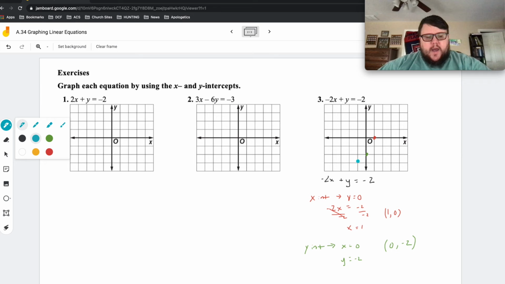And I'm going to go ahead and draw my line through those 2 points. Put my arrows on there, and that is it. So you're going to do 1 and 2 on your own.